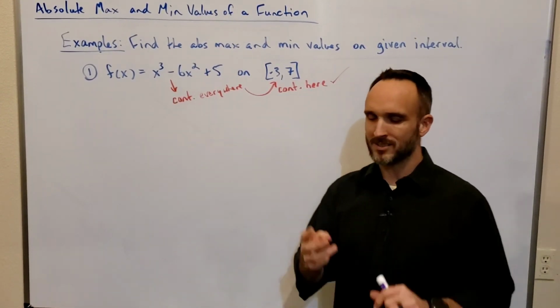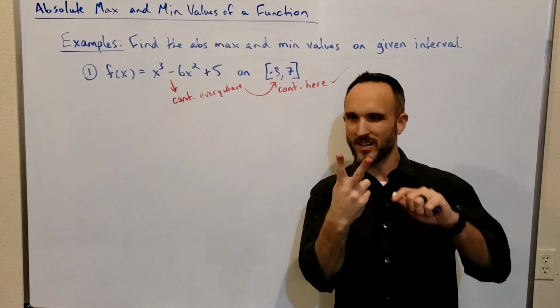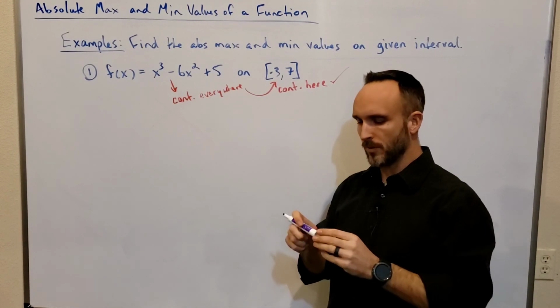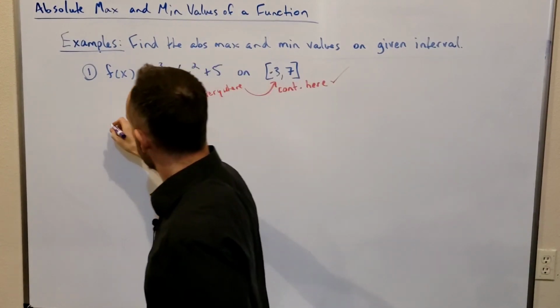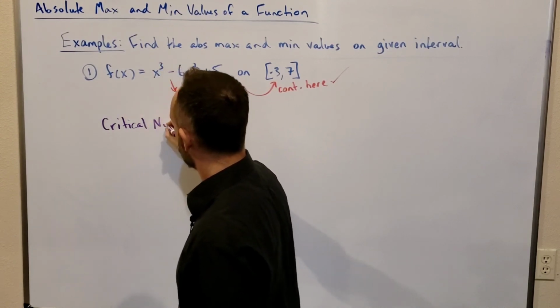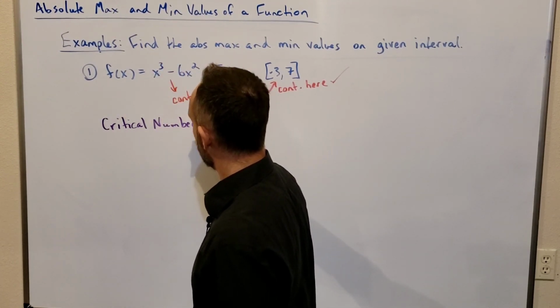To do that, we need to consider three things. Really two things: critical values and endpoints. So let's do the hardest part first. Let's find the critical values. The critical numbers. Okay?